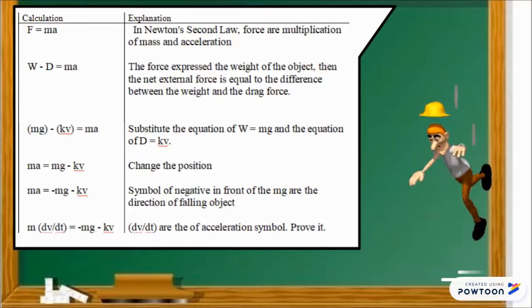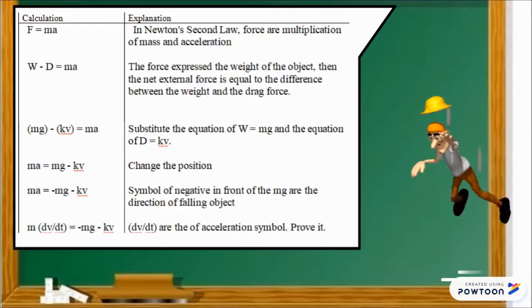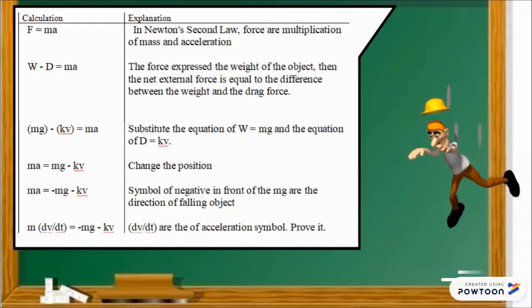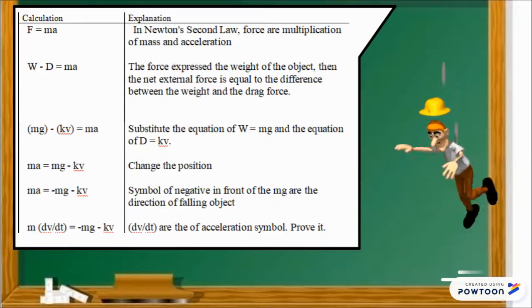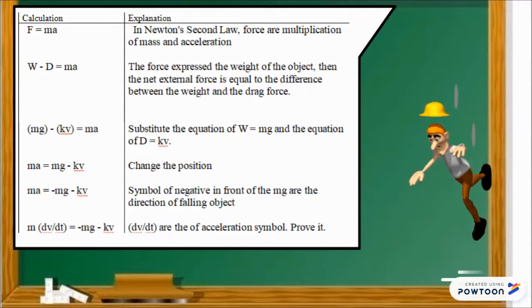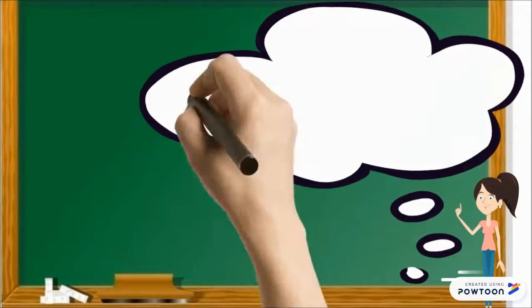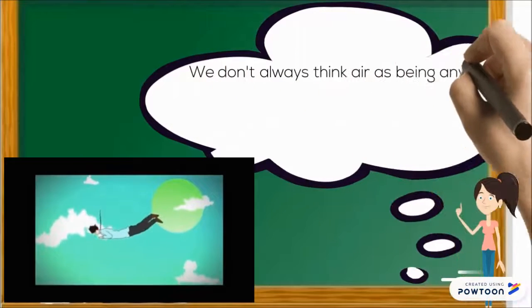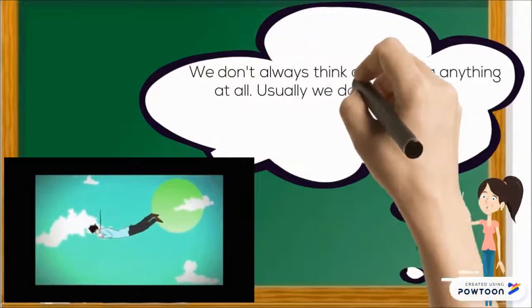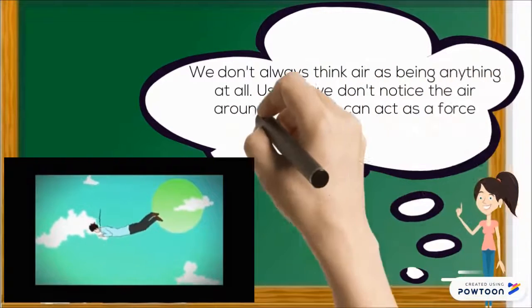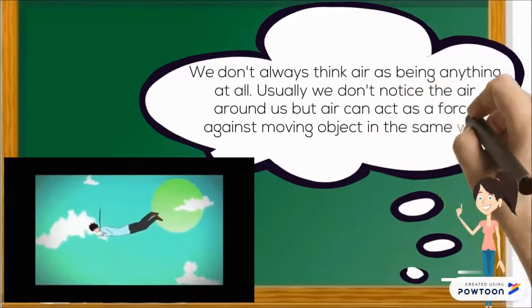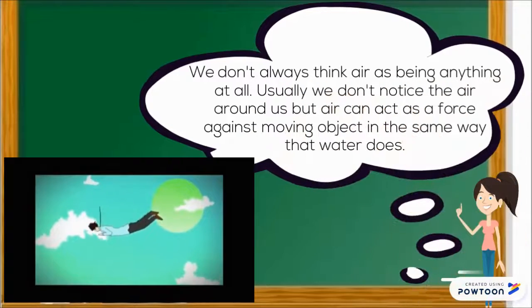So, here are the steps. Air resistance is a force that occurs when air pushes against a moving object and causes it to slow down. Now, let's look at some examples of air resistance in action.